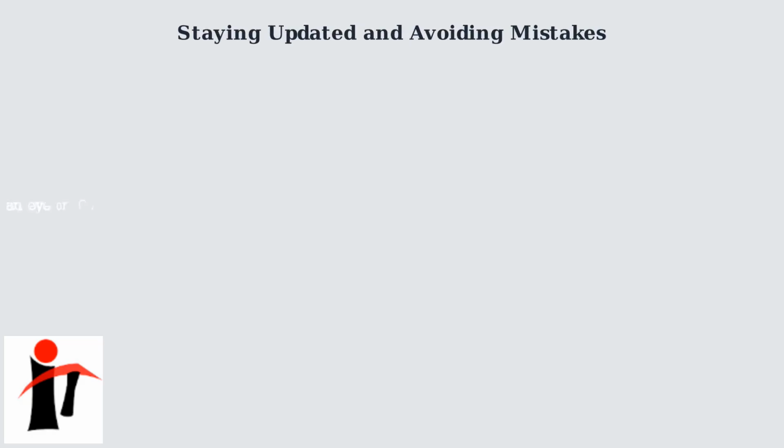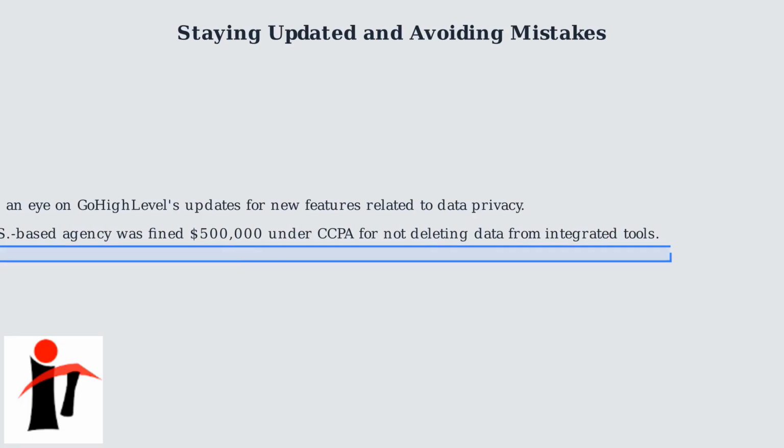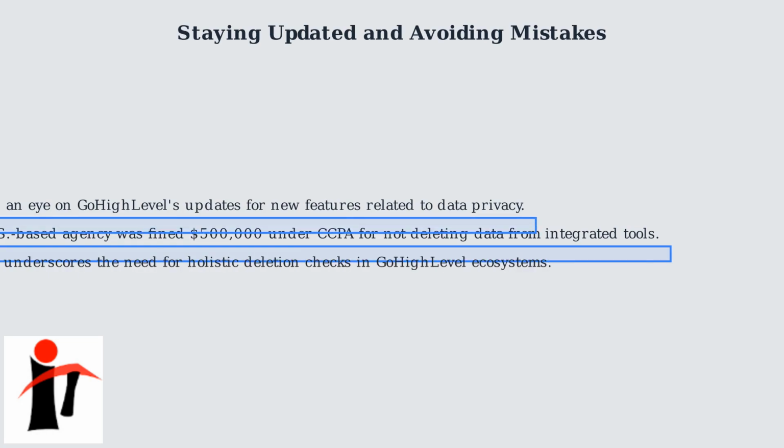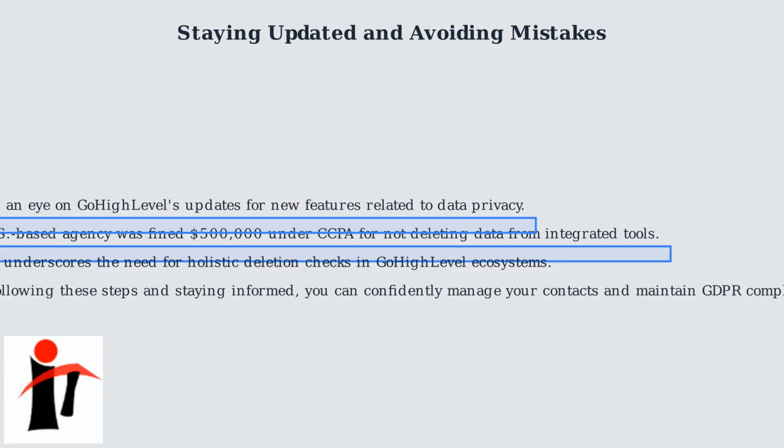To stay updated and avoid mistakes in contact deletion, keep an eye on GoHighLevel's updates for new features related to data privacy. A US-based agency was fined $500,000 under CCPA for not deleting data from integrated tools, highlighting the risks of incomplete deletions. This underscores the need for holistic deletion checks in GoHighLevel ecosystems to ensure all data is properly removed. By following these steps and staying informed, you can confidently manage your contacts and maintain GDPR compliance.